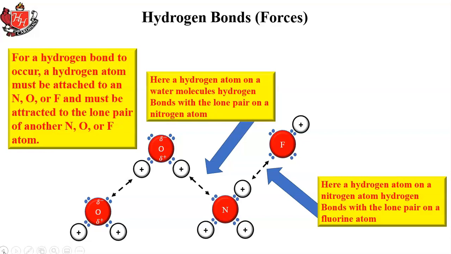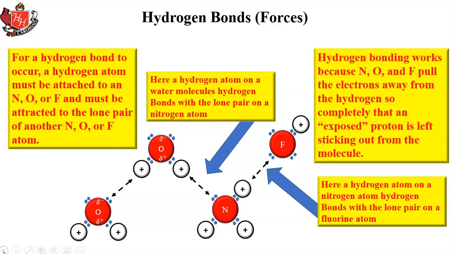And of all of the types of intermolecular forces we're talking about, these really should be called hydrogen forces because they're not chemical bonds the way a covalent or an ionic bond is. But these are the strongest. Hydrogen bonds are the strongest, and yet they're still much, much weaker than a covalent bond or than an ionic bond. So hydrogen bonding works because nitrogen, oxygen, and fluorine pull the electrons away from the hydrogen so completely that an exposed proton is left sticking out from the molecule, and that allows it to then be attracted to the lone pair of another molecule.